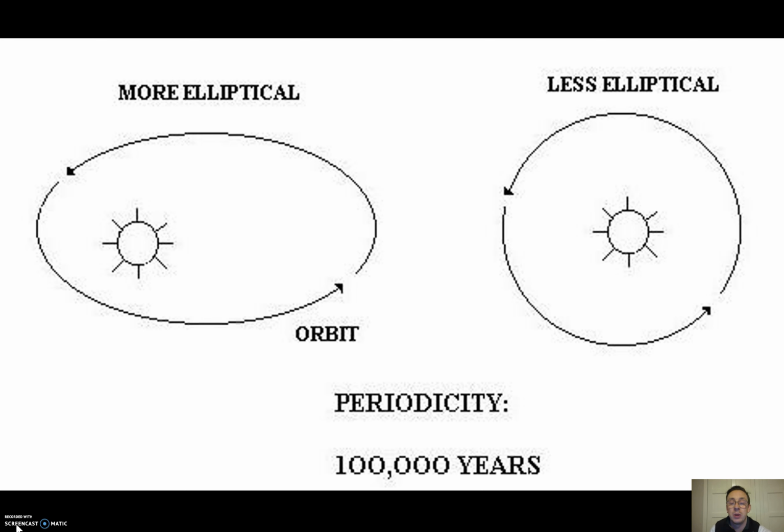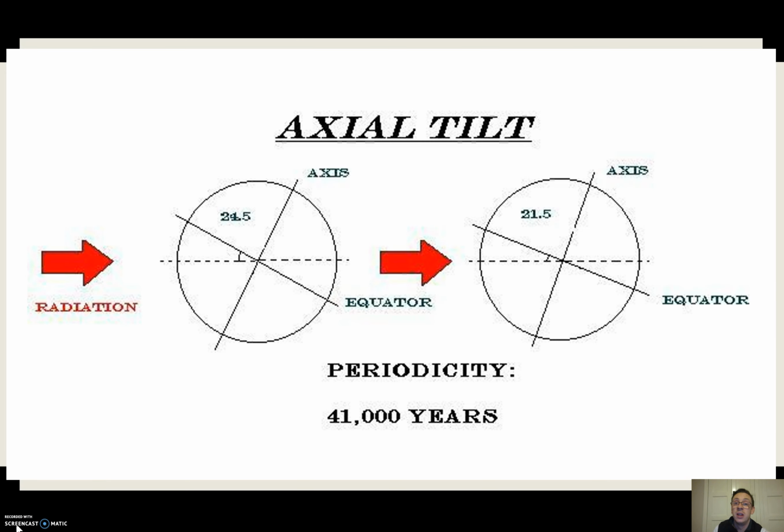We're going to have summer periods of time which are much warmer because the Earth gets closer to the Sun, and we're going to have winters which are much colder because the Earth gets further from the Sun. When the Earth's orbit is less elliptical, when it's more spherical, overall we are going to see less extreme seasons. Now, the last one we've got here is tilt.